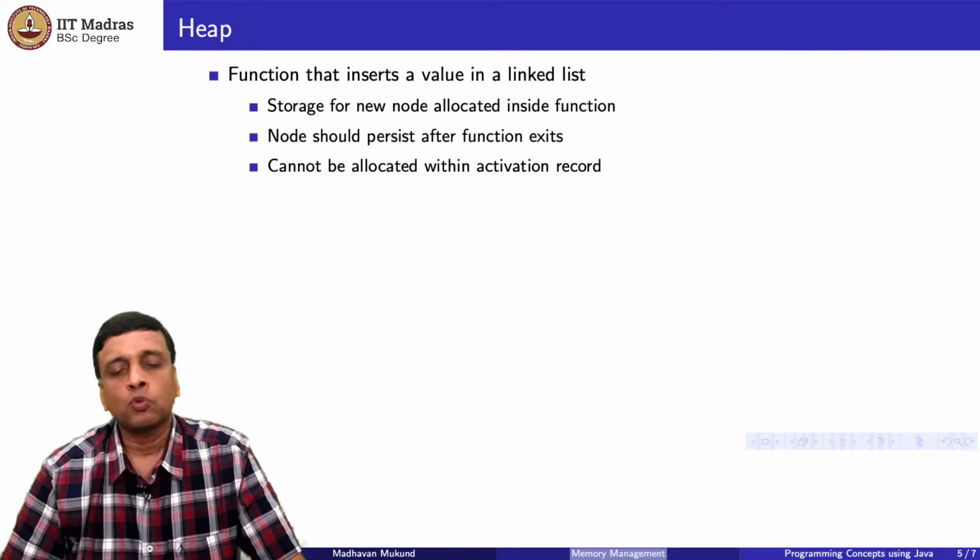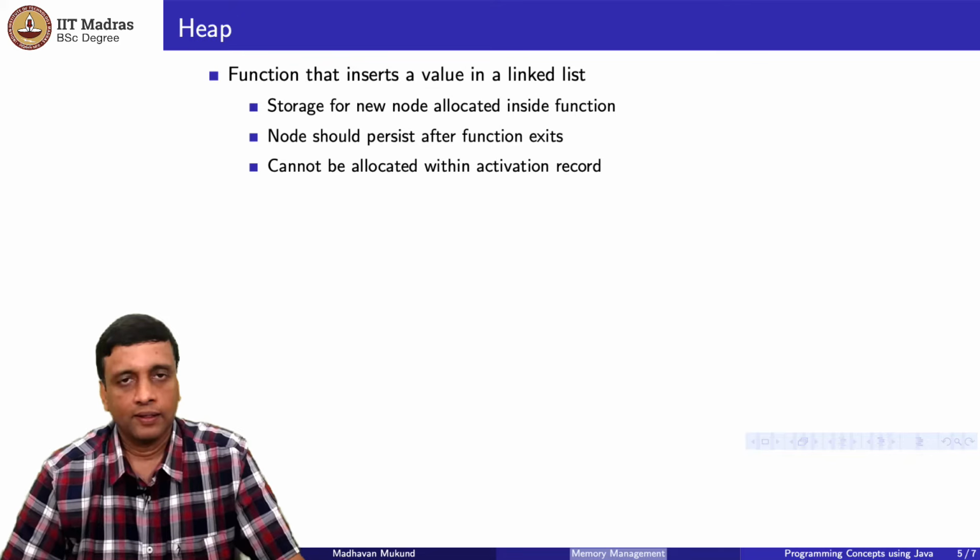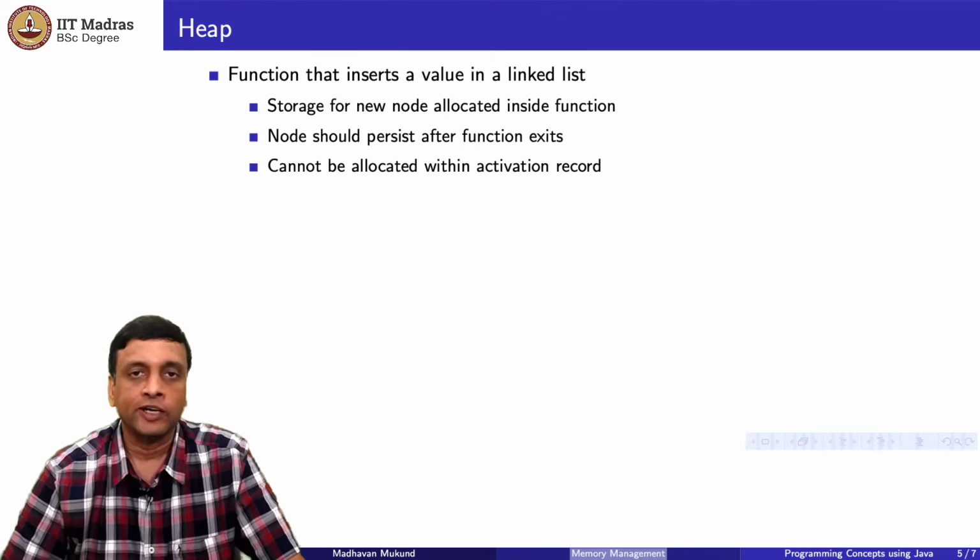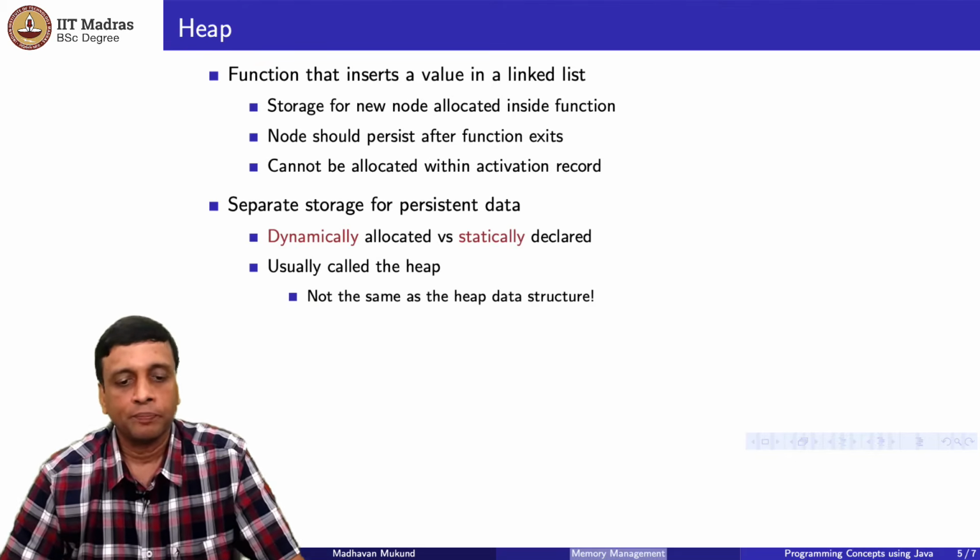So speaking about lists, what happens to the values which are created by functions which do things like insert a node in a list, right? Clearly the storage for this new node is created when the function runs. But if it is part of the stack, then it will also be destroyed when the function exits, and this is not what we intend, right? We intend that this node that we create inside the function that adds a node to a list should persist after the function exits. So therefore it cannot be on the activation record, because if it were, it would go as soon as the function pops.